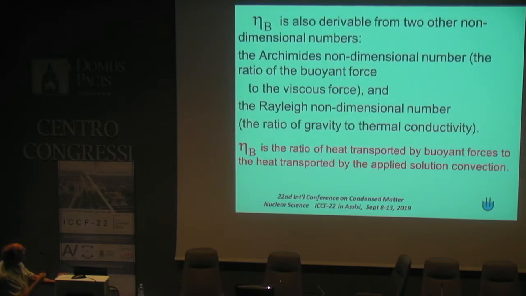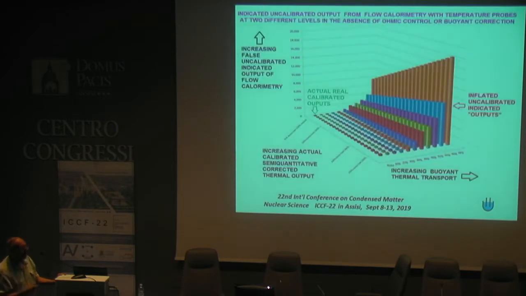Okay, A to B is also derivable from two other non-dimensional numbers, and you can find this on your own, the Archimedes number, which is that, and the Rayleigh non-dimensional number, which is that. And those two ratios also give you A to B. So here's the impact.